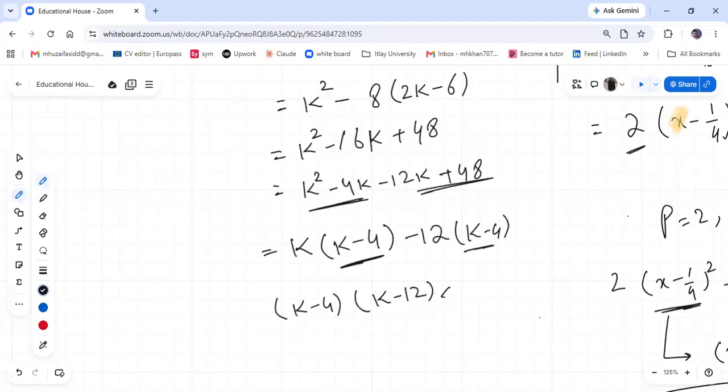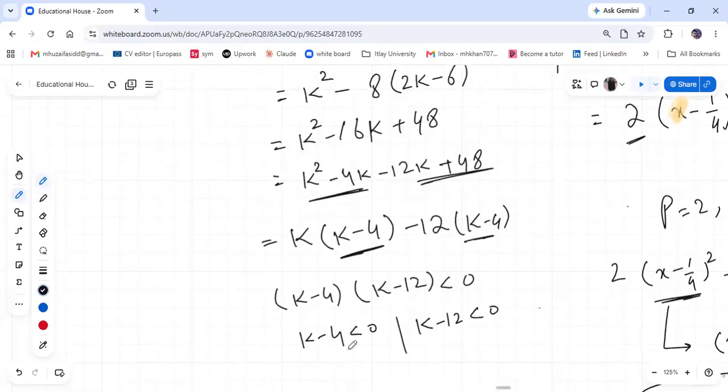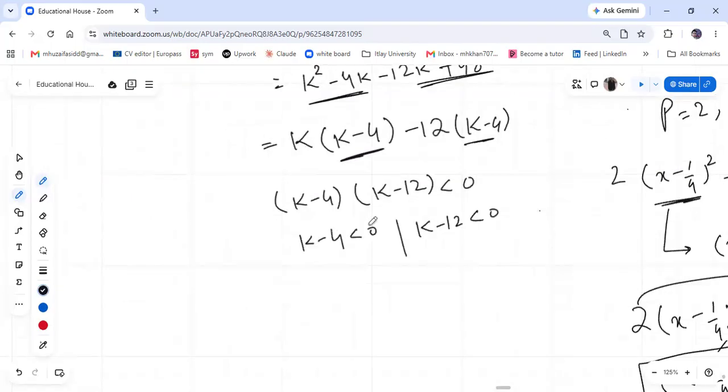this is less than 0. So k minus 4 is less than 0, and k minus 12 is less than 0. So check it here. This is k minus 4. 4 is moving to the other side, so k is less than 4. Also, this minus 12 is moving to this side, so this is 12. Okay, understand? Yeah.